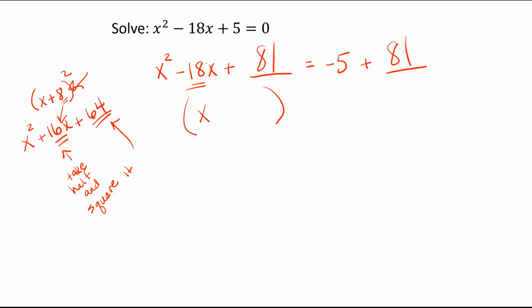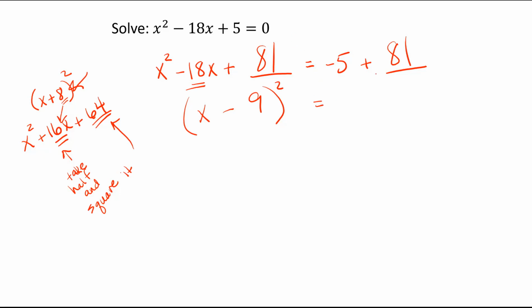So half of 18 is 9, and this is going to be minus 9 because we want to get a negative middle term and a positive third term. So x squared minus 18x plus 81 is (x minus 9) squared. If you don't believe me, you can multiply it out and find out that that is really what it is. So we have done what we were looking to do, and that is to create a perfect square on the left side of the equation.